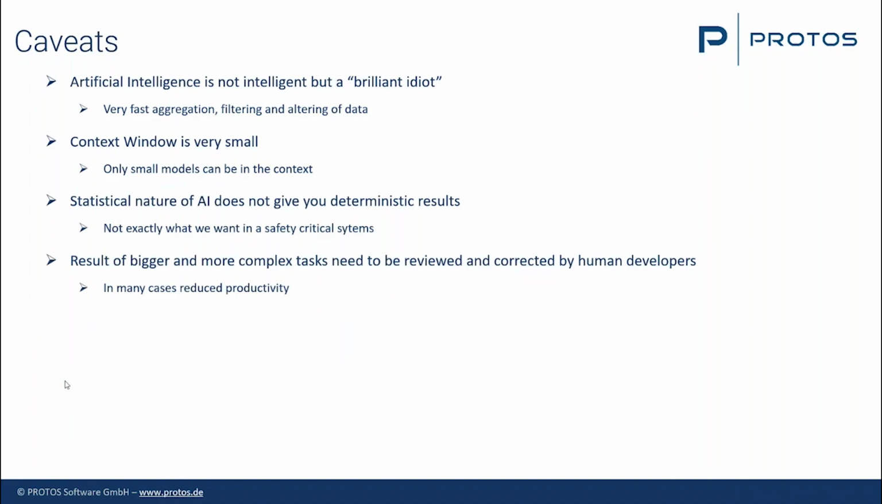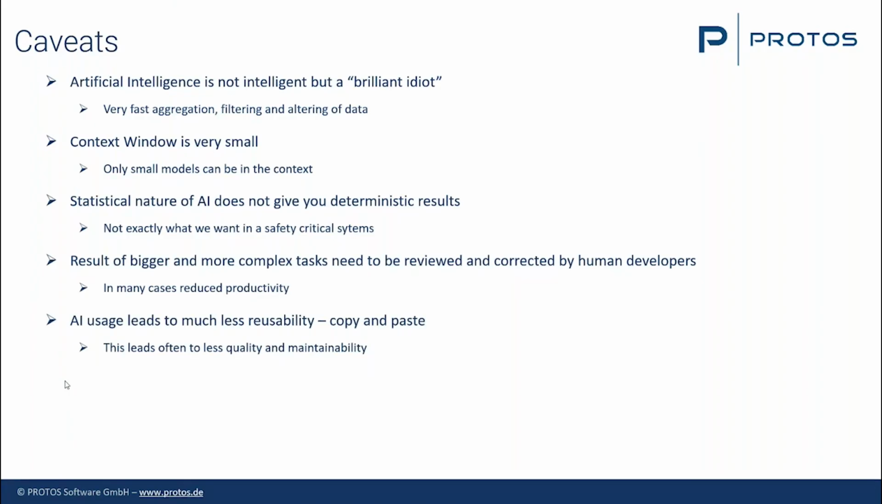So as a result, the results of bigger and more complex tasks need to be reviewed and corrected by human developers. And in many cases, this reduces productivity. In some cases, to the point where you actually would have been much faster if you would have done it manually.